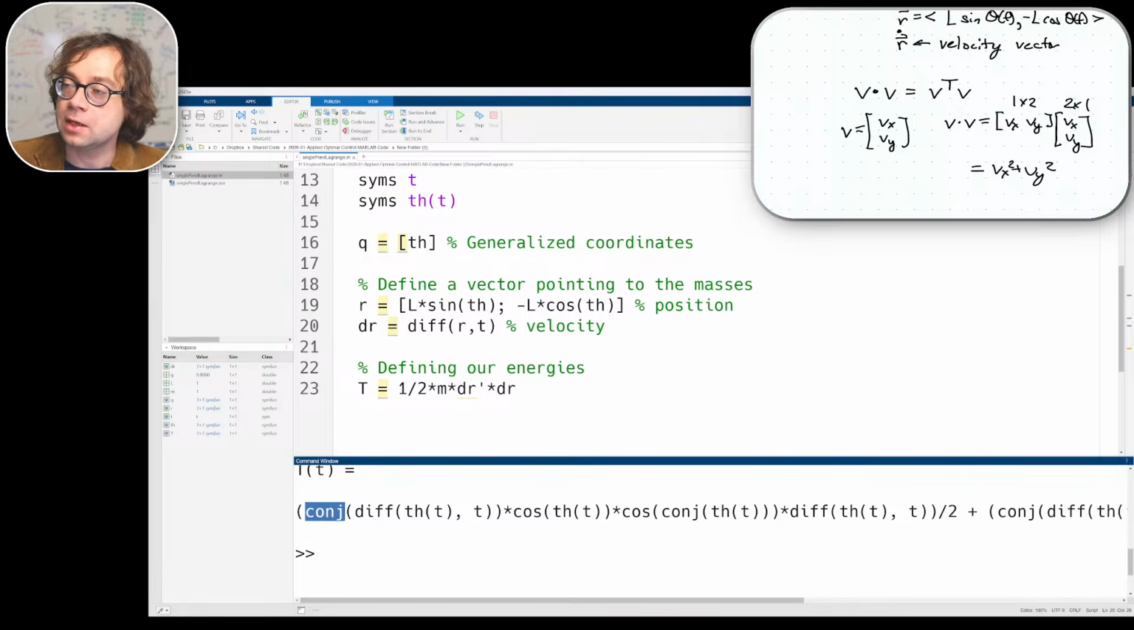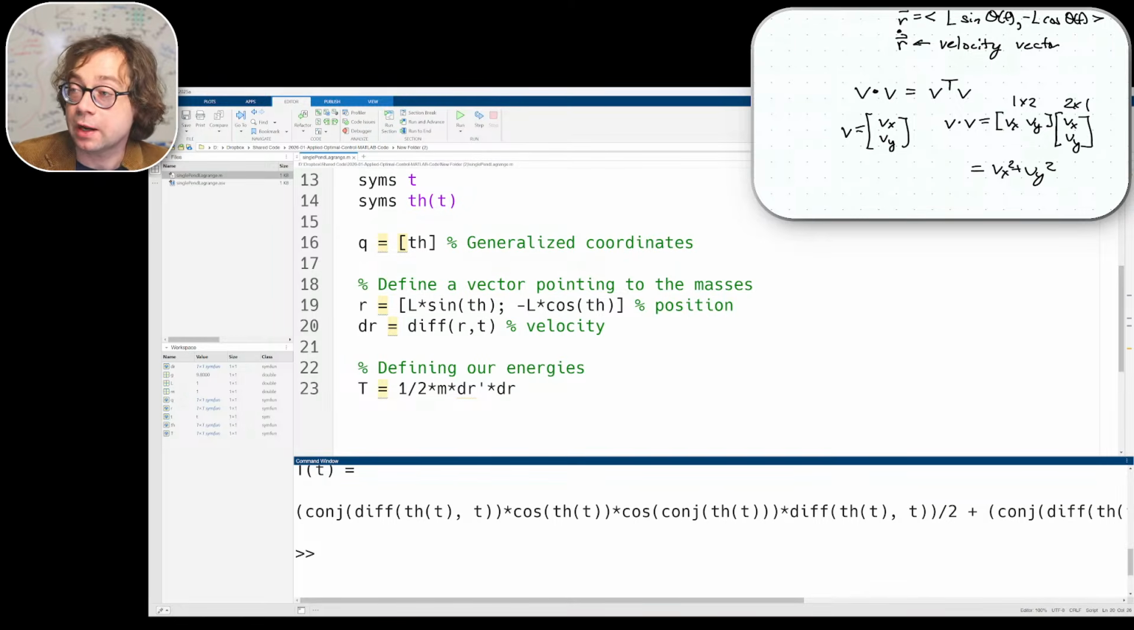Anyone see that conj right there? What the heck is that? Do you know what that is? Does anyone who took linear algebra know what the conj is? It's the conjugate, the complex conjugate. This is a little MATLAB trick. So, my friends, it has to do with imaginary numbers. I'll show you what I mean.